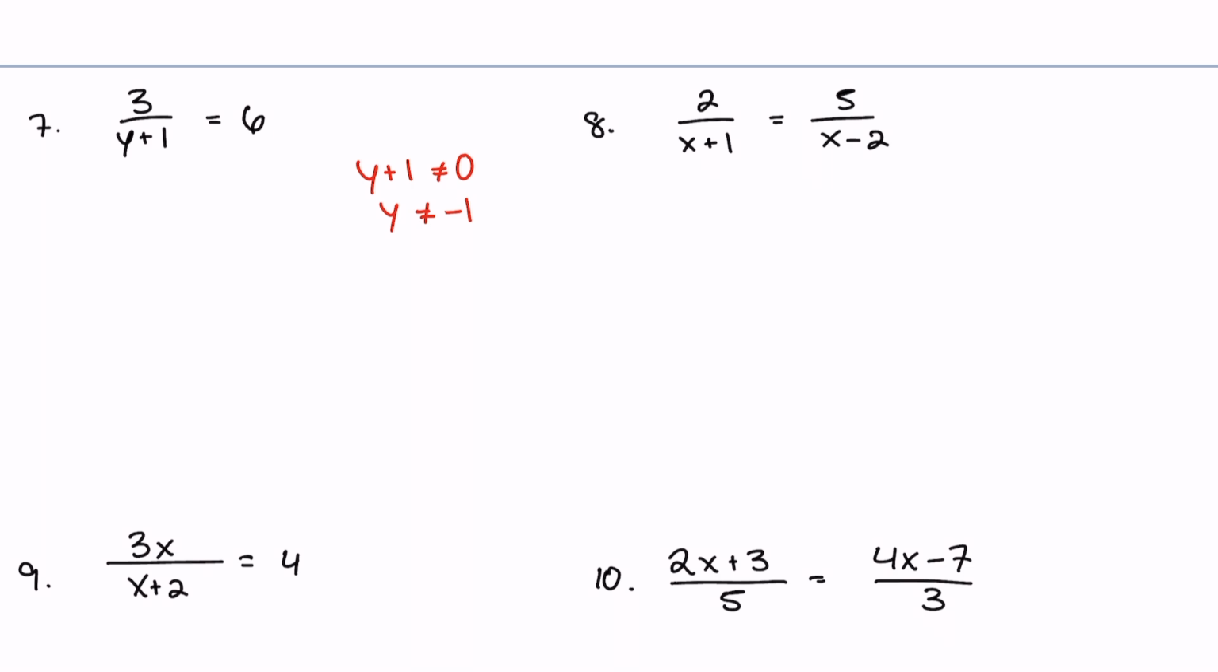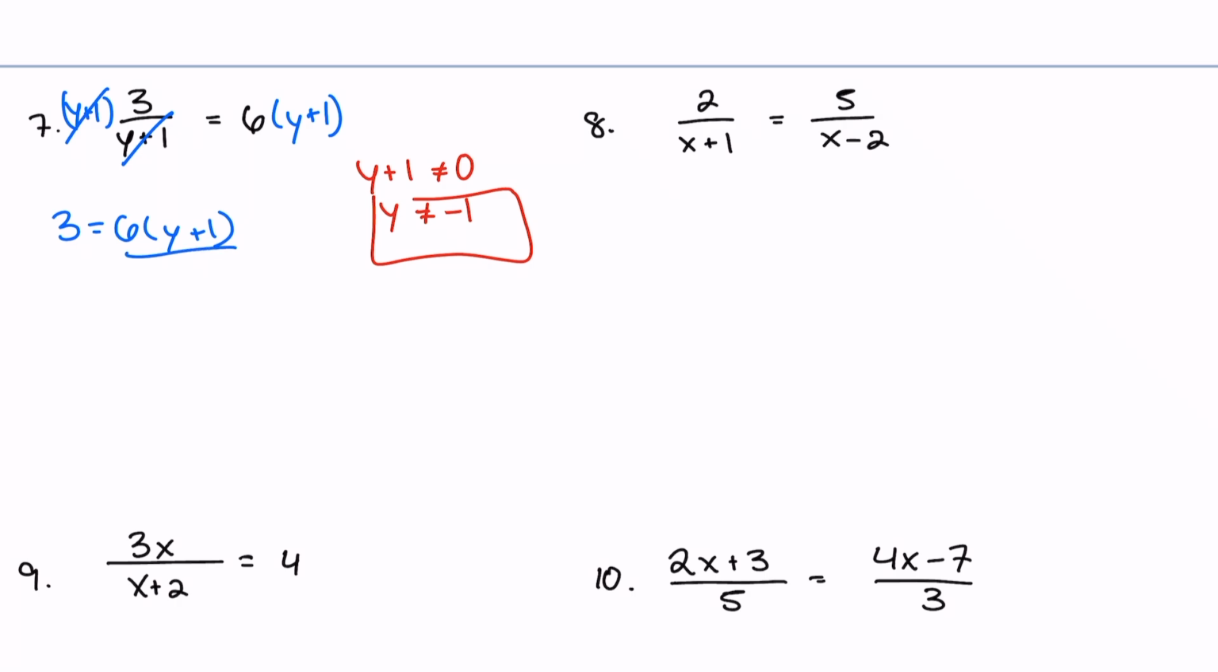The reason why is because if we plug negative 1 back into our equation, we get 0 in the denominator, and we cannot have 0 in the denominator. So now let's solve our equation, and then we'll check it with our criteria later. So to get the y plus 1 out of the denominator, we can multiply both sides by y plus 1. This would cancel, and we'd end up with 6 times y plus 1. So from that, we get 3 equals 6 times y plus 1.